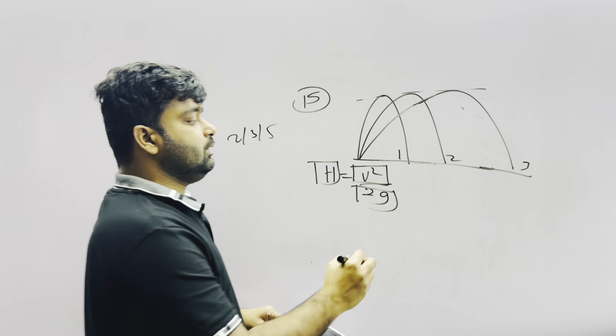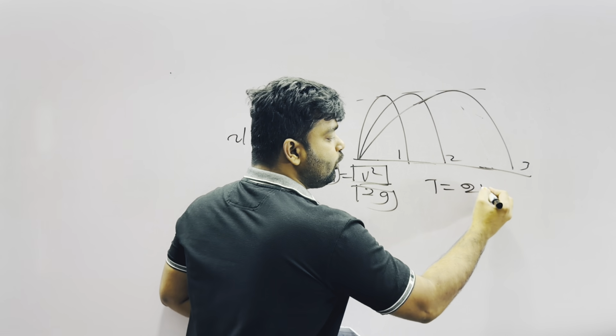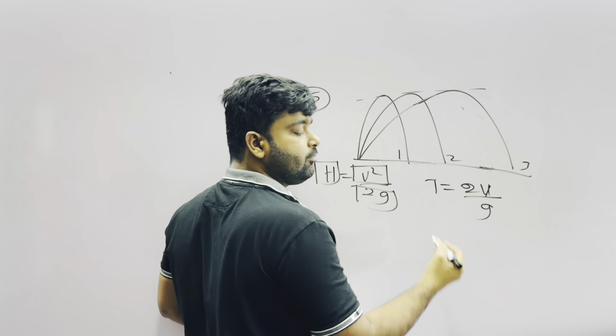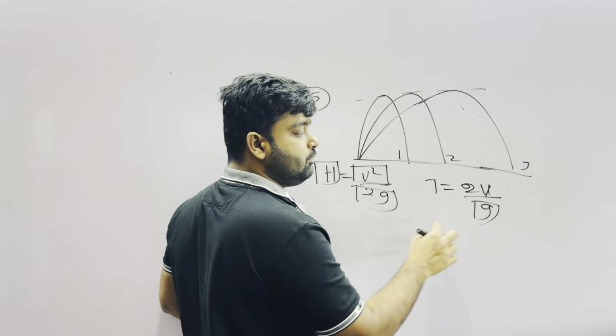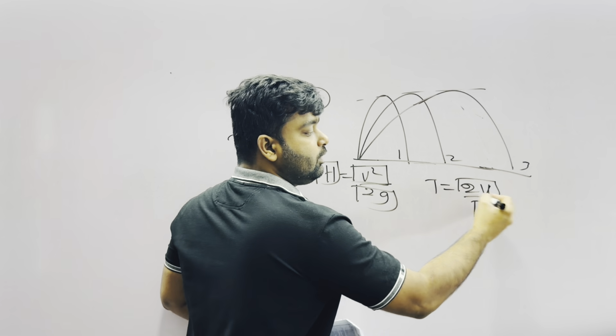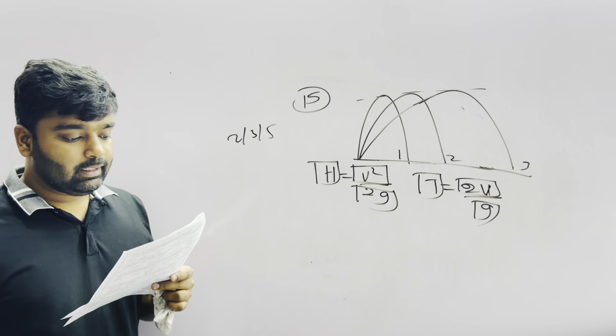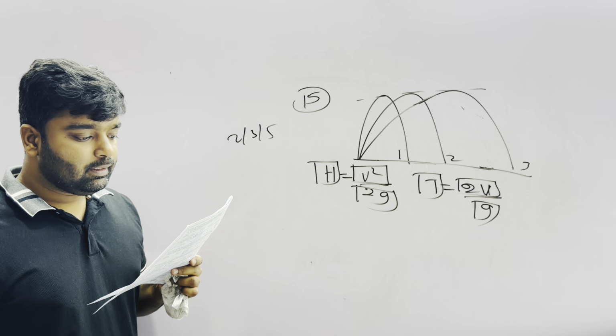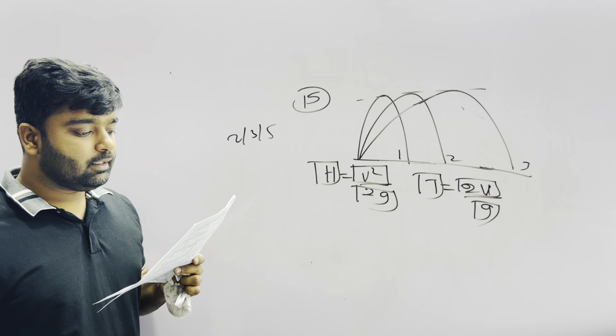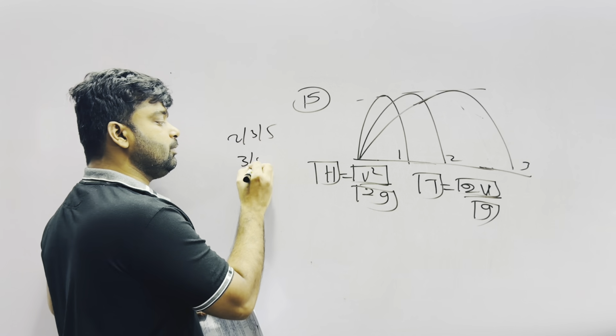And time. Flight time is equal to 2 times vertical velocity over g. Therefore, g is the same for all of them, and vertical velocity is also the same. Therefore, flight time is also the same for all of them. If among 2, 3, 5, 2 is eliminated, 3 or 5 will remain.